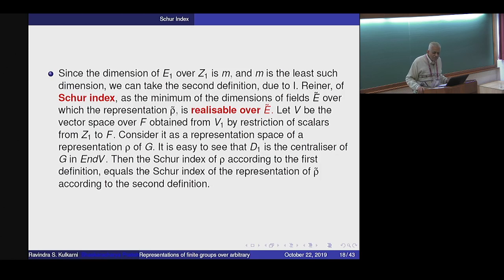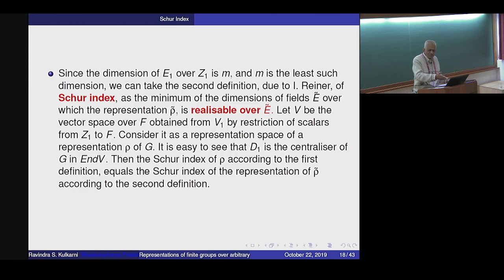So let V be the vector. You see this maximal subfield, they are not unique, not even up to isomorphism, but their dimensions are just M over the center. So let V be the vector space over F obtained from V1 by restriction of scalars from Z1 to F, and consider it as a representation space of a representation rho of G.